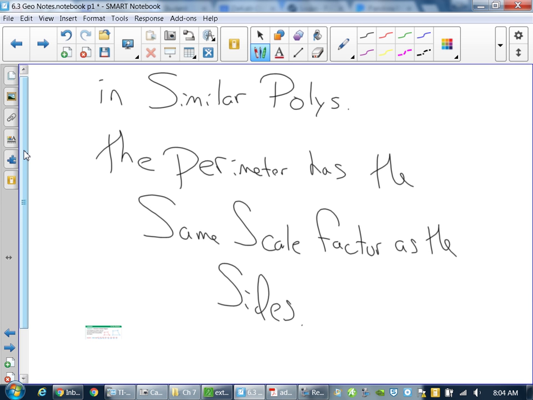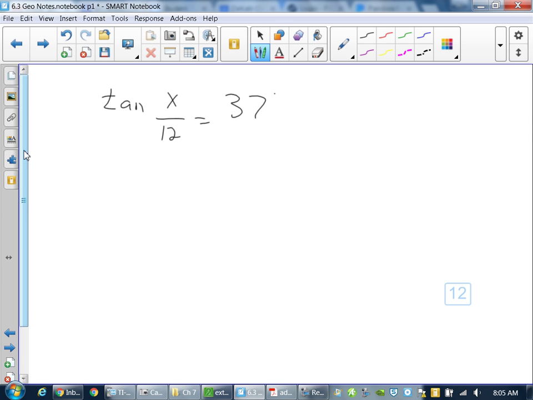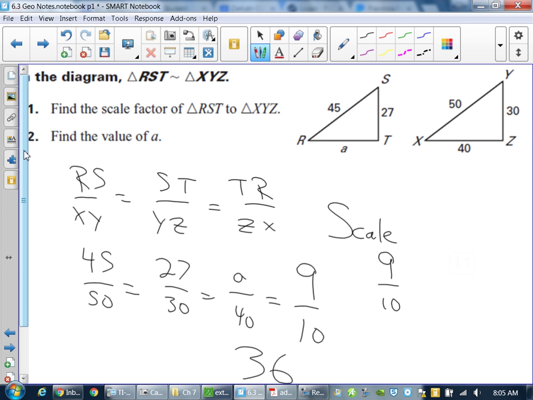If I go back to the example we just did, we had two triangles. One of them was 27 over 30. The other one had 45 on it. So it was 45, 27, this one was 36. This was 40, 30, and 50.